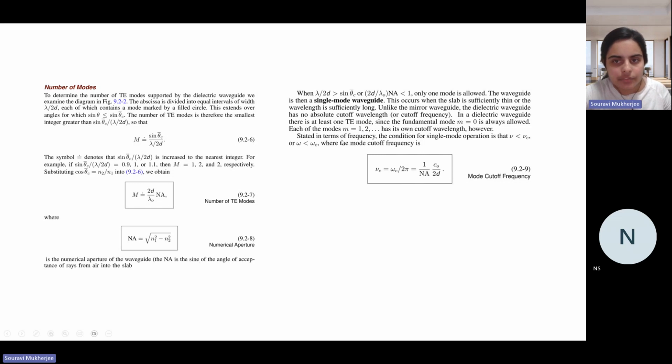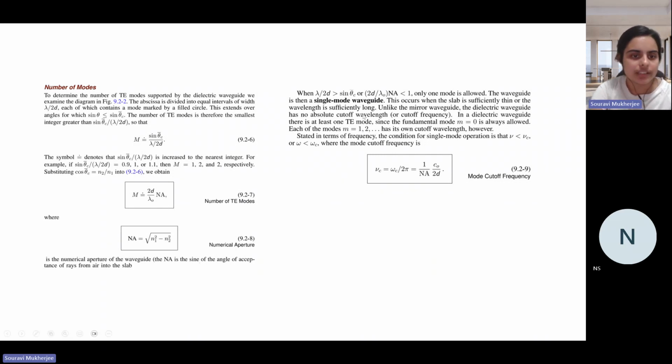Now, in terms of frequencies, you can always change from wavelength to frequency if you know the velocity, and that is what is being done here. These equations pretty much sum up how you can find the number of modes, or how you can find the cutoff frequencies. All of this comes from the same relations. There were some questions in the assignment where you just have to use this relation in order to find maybe the refractive index.